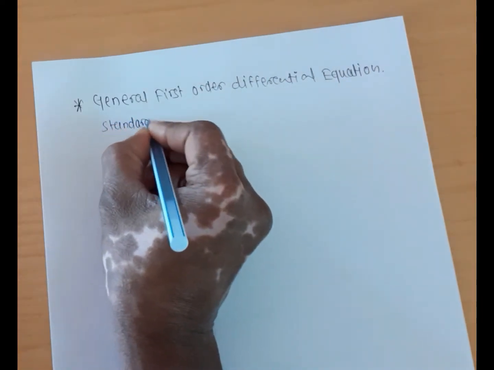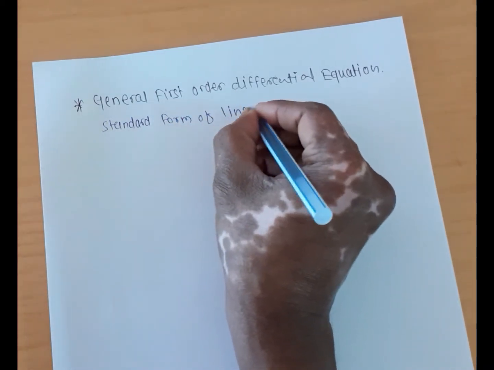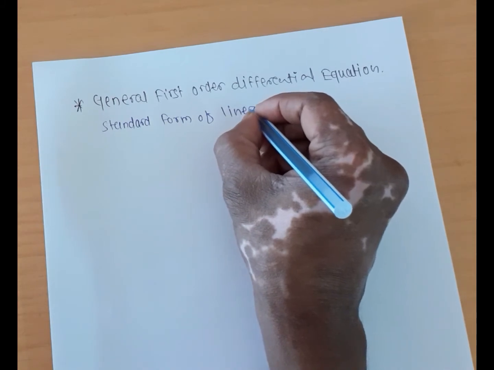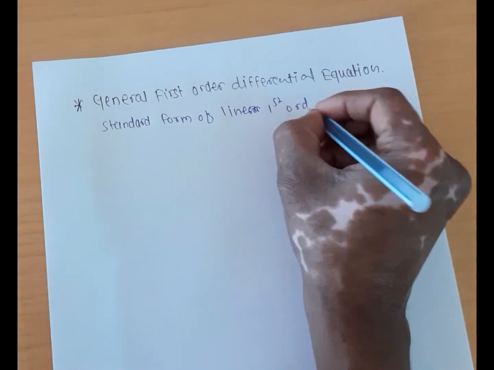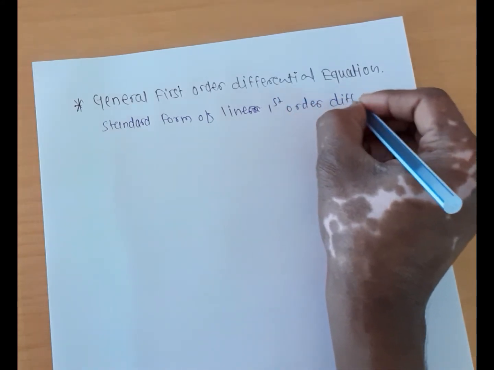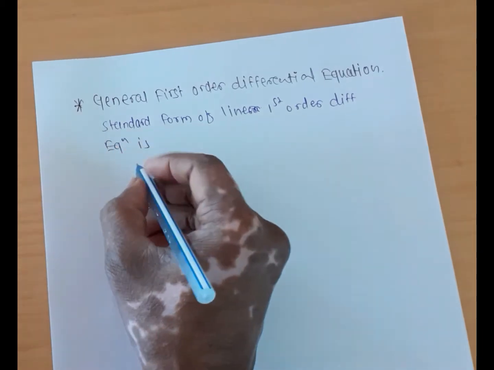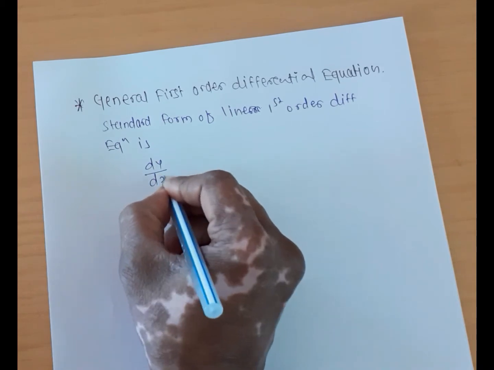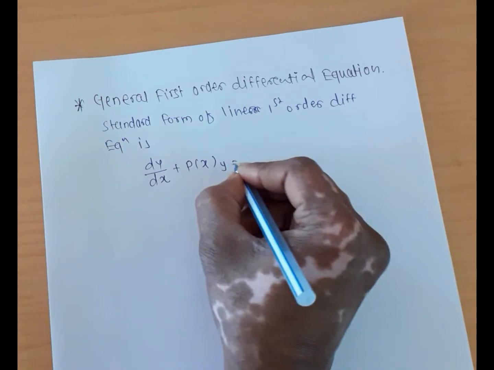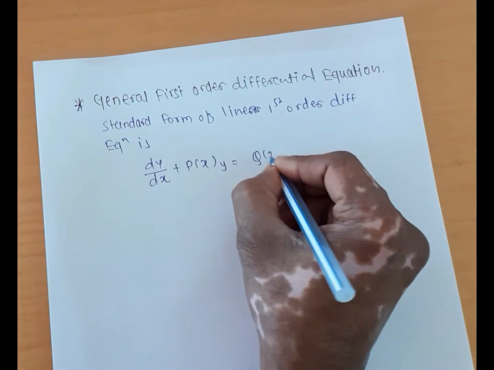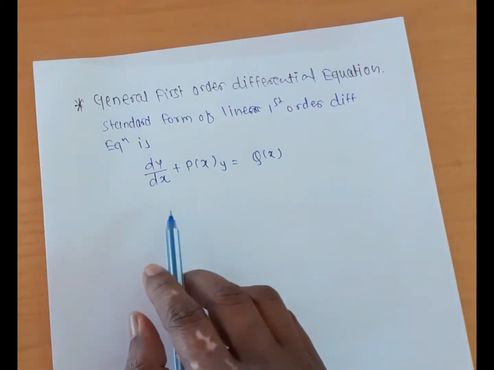The standard form of a linear first order differential equation is dy by dx plus p of x times y is equal to q of x. So in this equation there are two types of solutions.